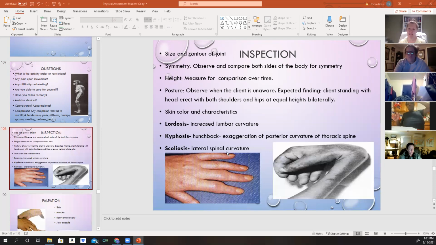Lordosis is an increased lumbar curvature. We're going to see this in a couple more slides down. And then kyphosis is that hunchback, or that exaggeration of a posterior curvature of your spine.